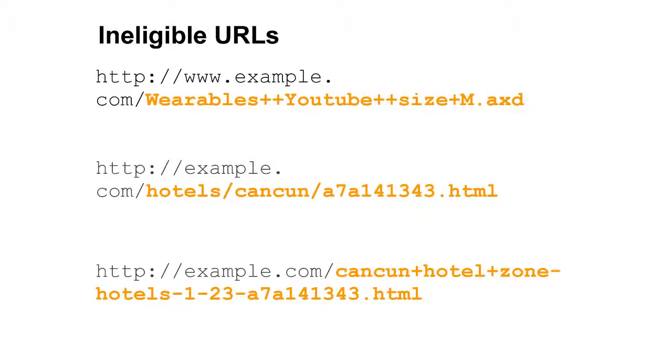URLs that are ineligible for this feature are those that don't use the key value configuration. So if a site uses a bunch of plus signs to separate their parameters, or they just use a directory structure, or they use their own type of encoding, none of these types of URLs can actually be used because this feature requires the name value pairs.